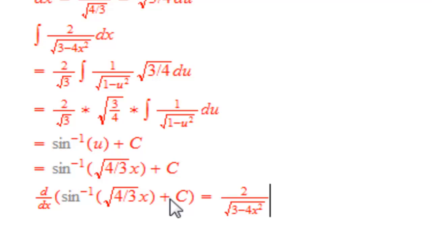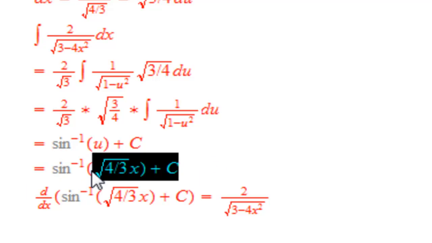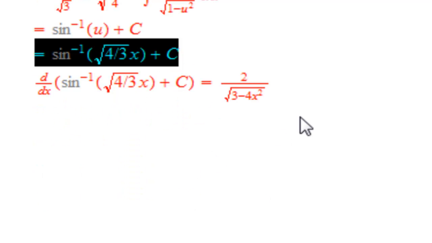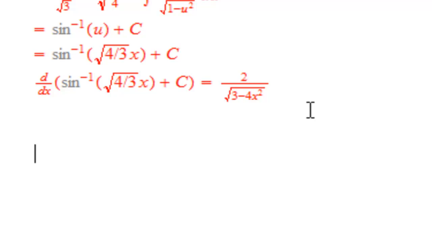So the derivative of this does end up being the 2 divided by the square root of 3 minus 4x squared. Okay, so our answer is right here. Inverse sine of the square root of 4/3 times x plus c. Okay, we're going to look at one more example here, and then we'll call it a video.